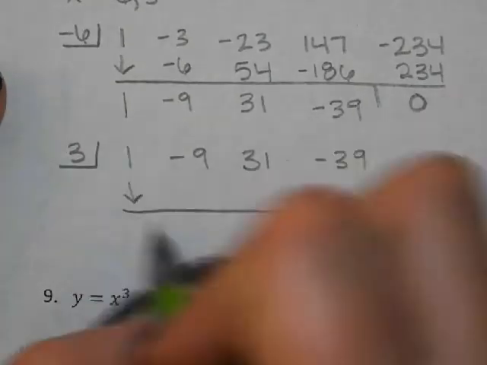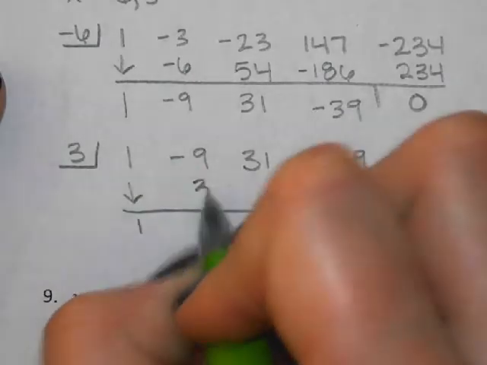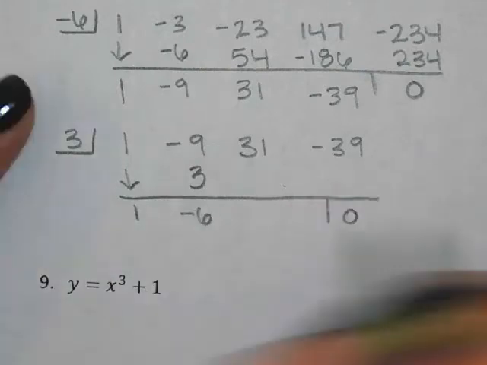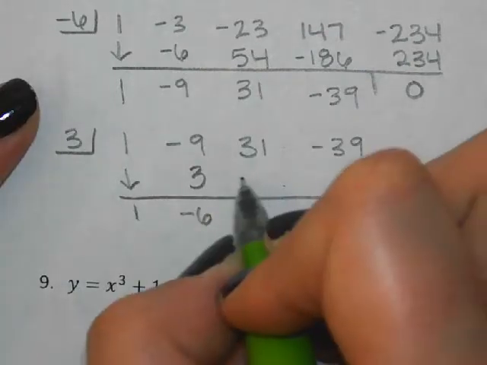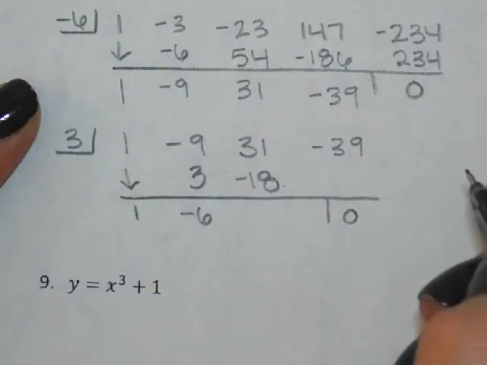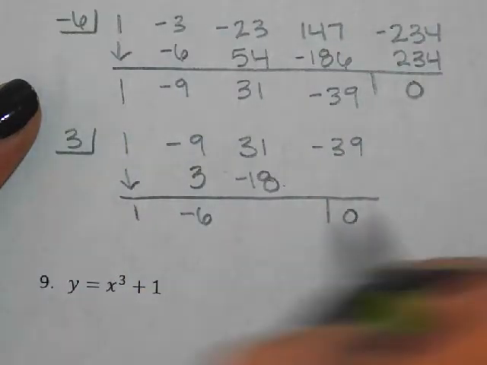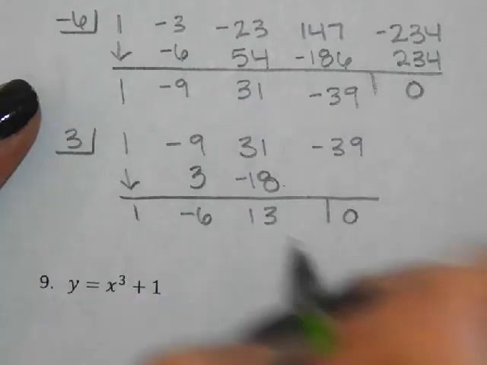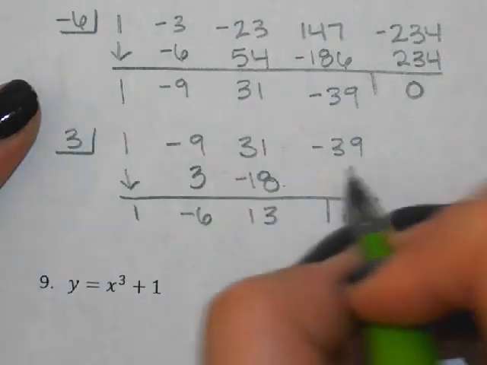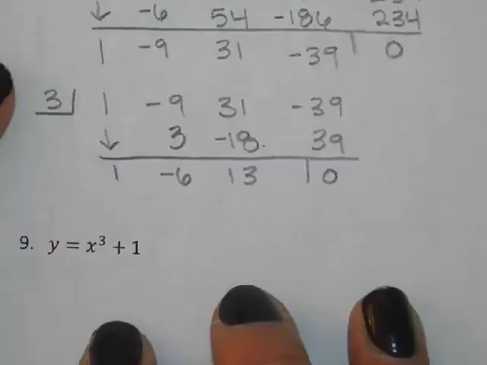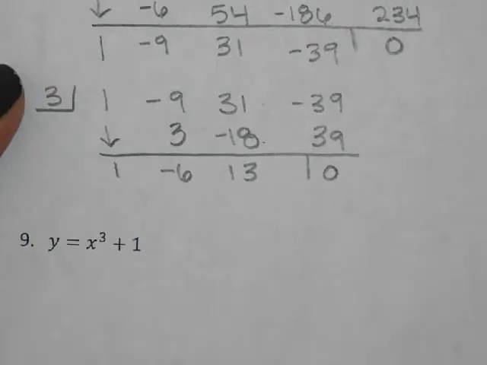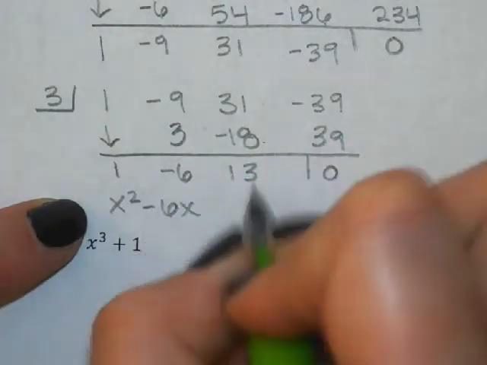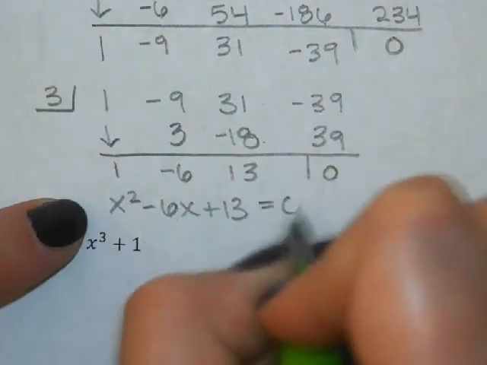All right, so we drop down the 1. 1 times 3 is 3. That gives us -6. -6 times 3 is -18. When we subtract those, we get 13. 13 times 3, 39. Marvelous. Okay, so the quadratic that we are dealing with, we have x squared minus 6x plus 13 equals 0.